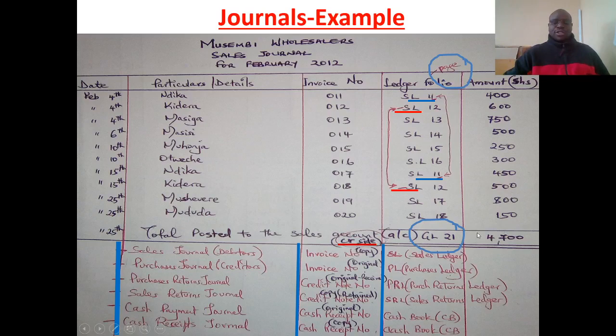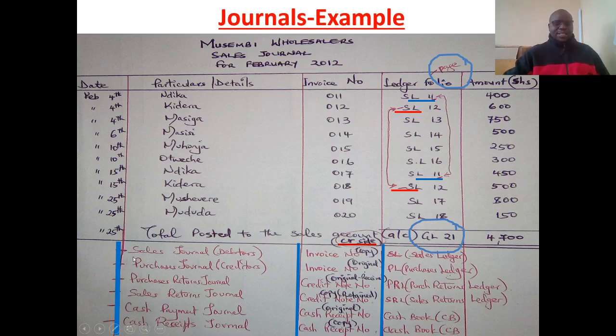So the totals for the month of February were 4,700, and they are to be posted on the credit side of the sales account. Since a sales account is a revenue account, and when a revenue account increases, it is credited. The same is repeated for other transactions involving buying, returns, etc.